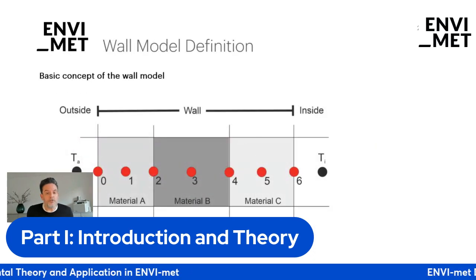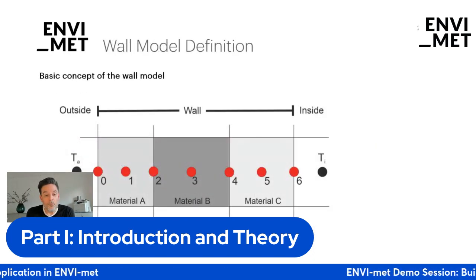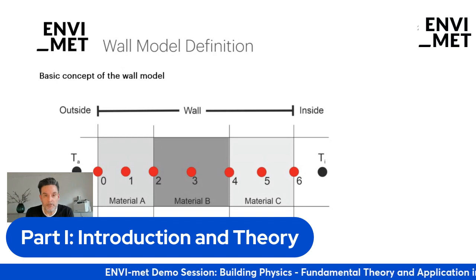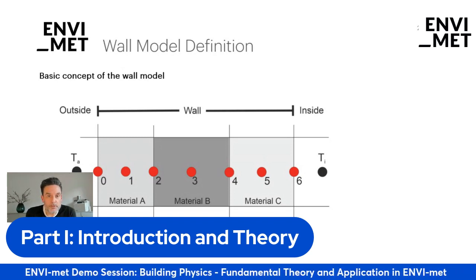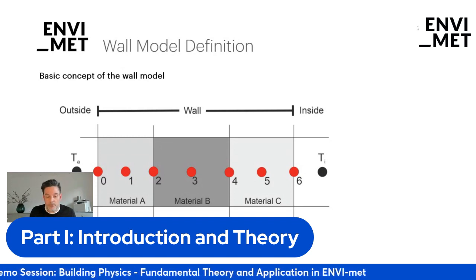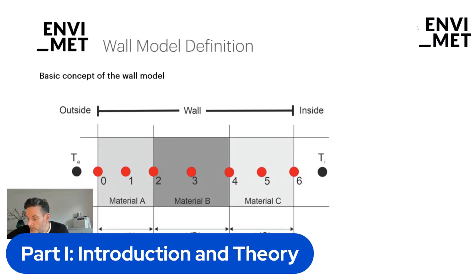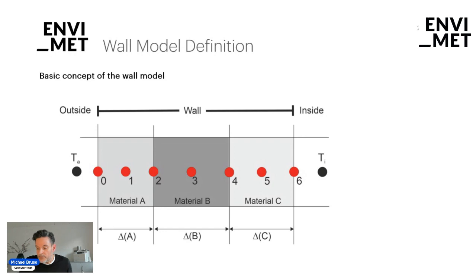So let's dive into the concept of the wall model. As you know, ENVI-met works on a finite difference machine. That means the environment is split into different segments. And this is also the case for the walls. Walls can be distributed in three materials, if you like. We could say material A, B, and C.